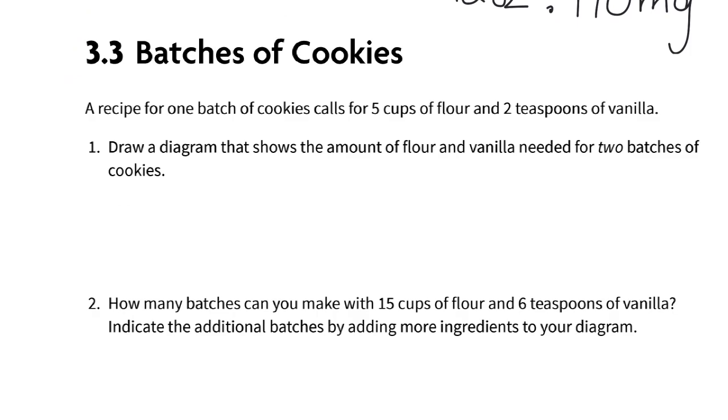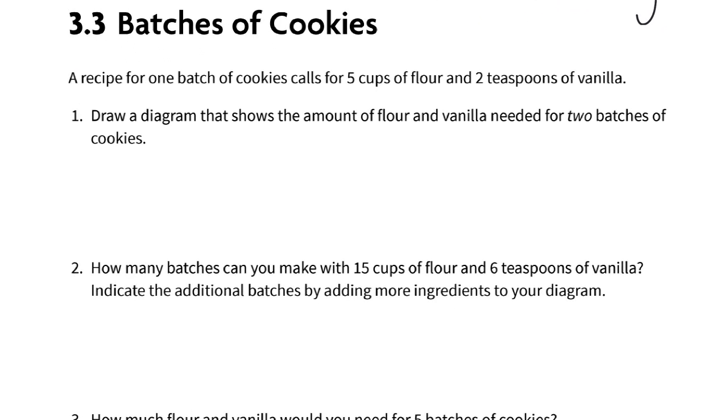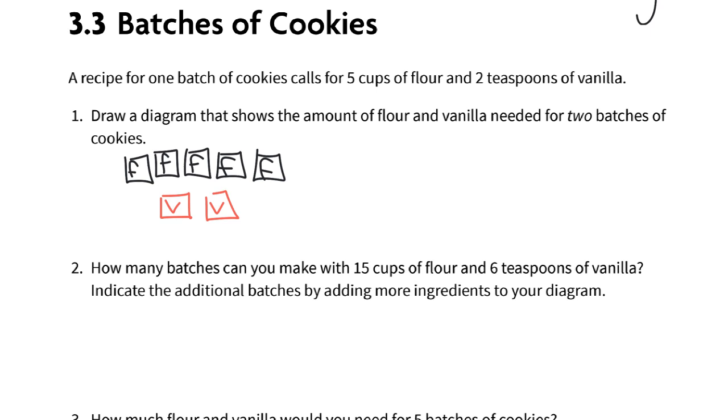All right, batches of cookies. A recipe for one batch of cookies calls for 5 cups of flour and 2 teaspoons of vanilla. So it says draw a diagram. All right, well, we could do that. Let's do 5 cups of flour. 1, 2, 3, 4, 5. I'll just put a little F, F, F, F, and F to represent the flour. And then we have 2 teaspoons of vanilla. So there's our vanilla, and I'll label those with V's. And there you go.